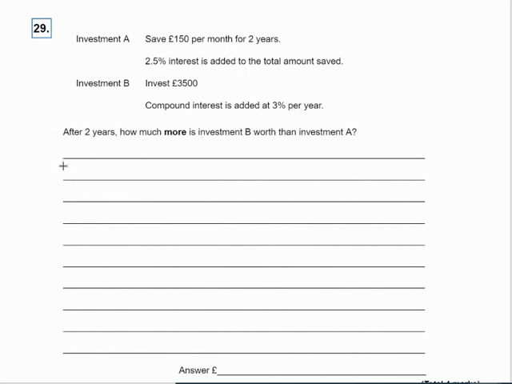Okay. Well, let's look at investment A first. If you do £150 per month for 2 years, that's 150 pounds multiplied by the number of months, which is 24 months. 2 years is 24 months. Then that's going to be 3,600. So that's 3,600 pounds.